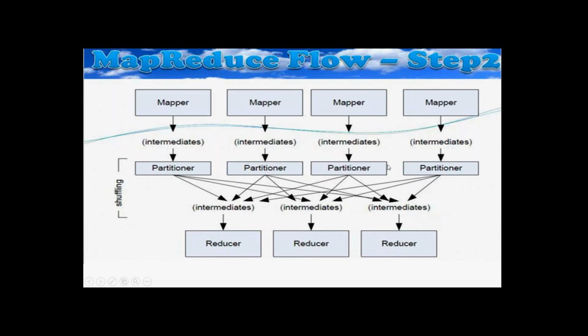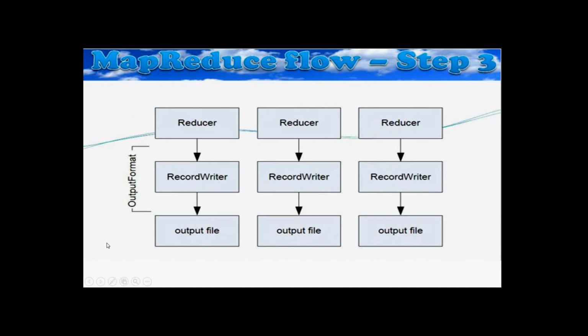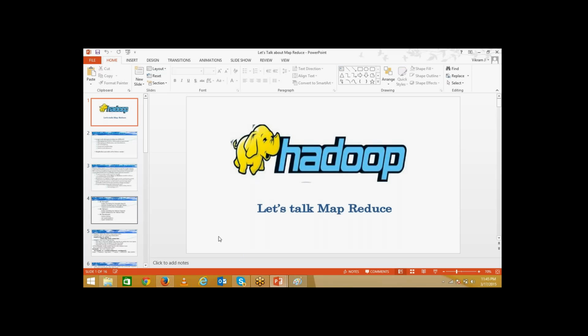Then we have the partitioner, which redirects the intermediate output from the mapper to the different reducers. It's up to us. And from the reducers we have the record writer based upon the output file format we mentioned. In such a way it is written to the output file. I think I'm done with the MapReduce concept.